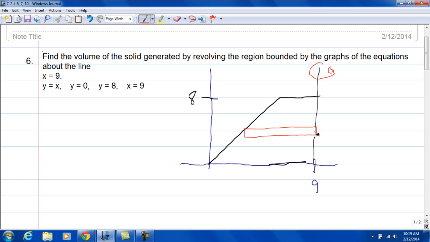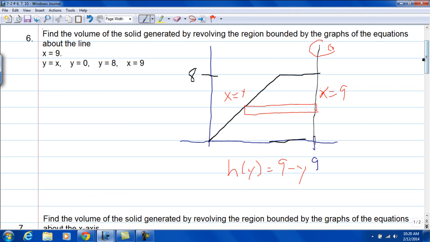This is x equals 9, and over here this is x equals y, so the height, if you want to call it the height or width, but I'm going to call it height to stick with our notation, the height of this rectangle, h of y, is going to be 9 minus y. And our r of y will be 0.